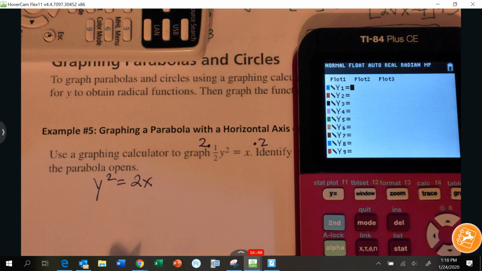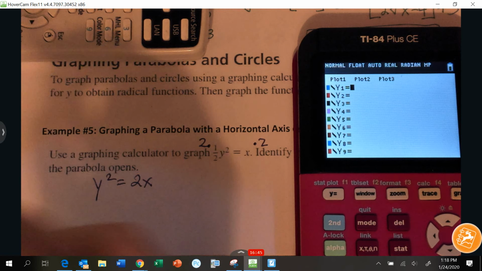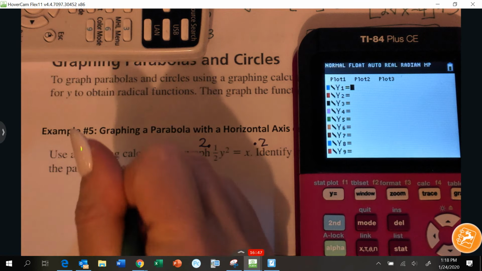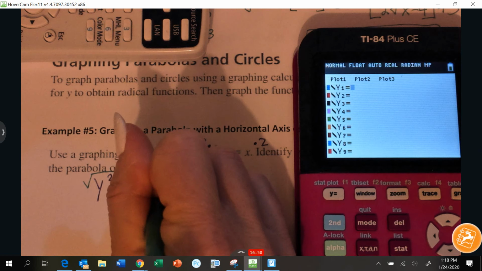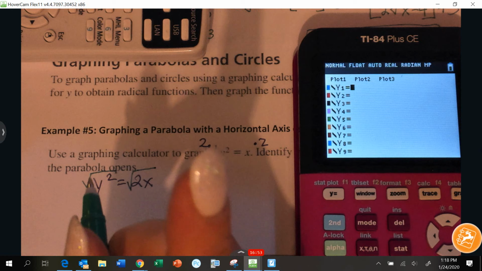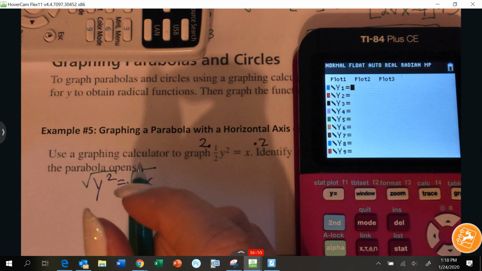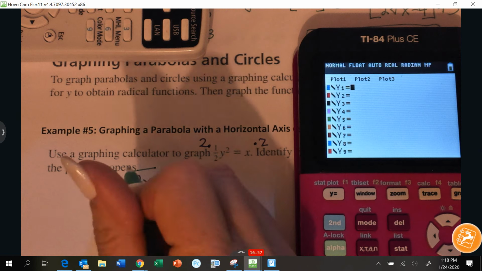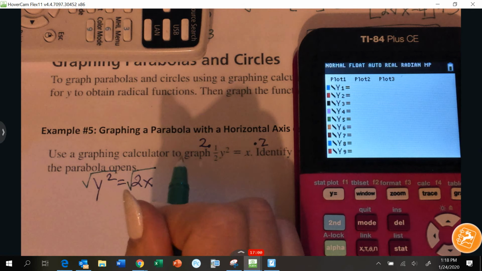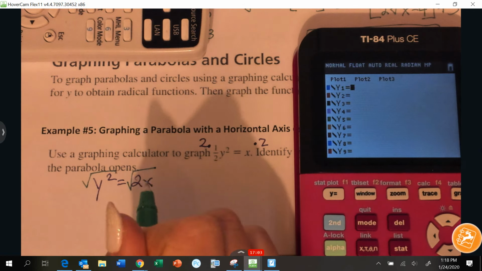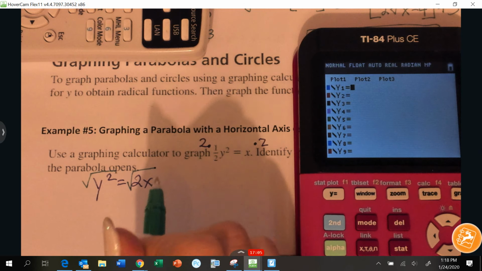What do we do next? Square root both sides. There should be something dinging right now. It's in your head. Ding, ding, ding. Remember something? No? I better say it again. I'm going to square root both sides. What happens when I square root both sides?